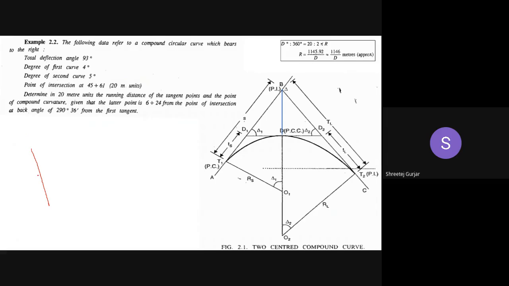Now here, suppose this is an arc and this is the angle subtended by this arc. We will consider 20 meters, because in the question they have mentioned that each 20 meter chain is used. A chain of 20 meters is one chain. This 20 meter arc subtends an angle which we will consider as D. This is part of a circle, and the total angle at the center will be 360.